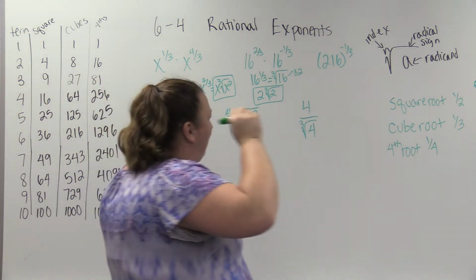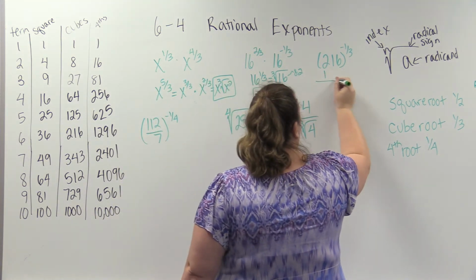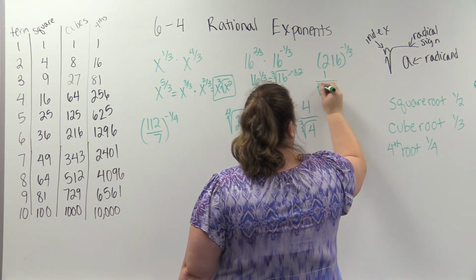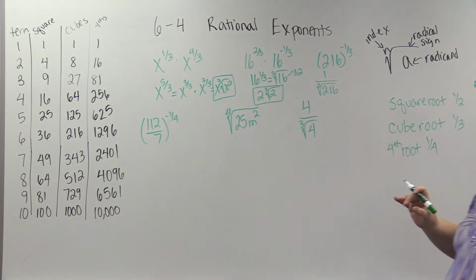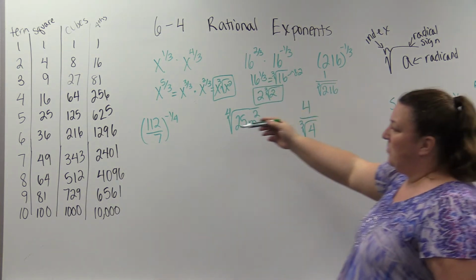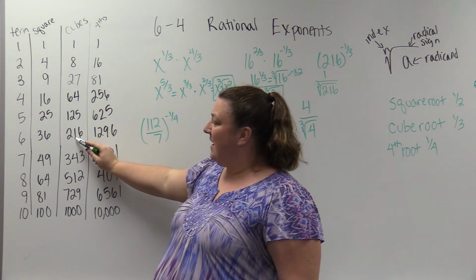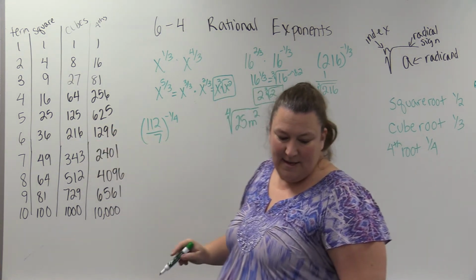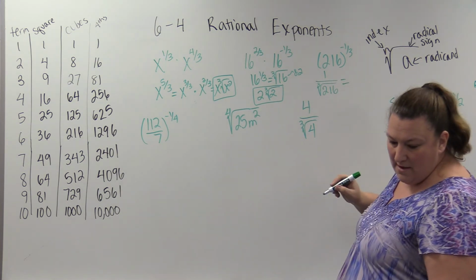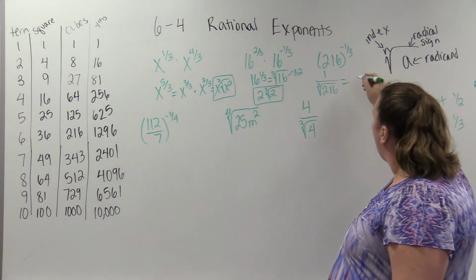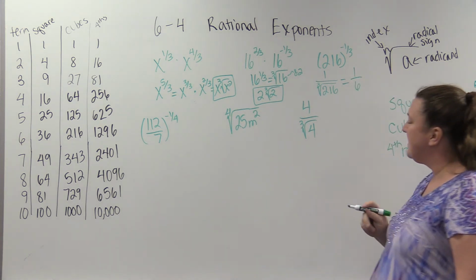Now I have a negative exponent, so this becomes 1 over the cube root of 216. Remember, when I have negative exponents, it flips, and the cube root of 216 right here is 6. So I am left with 1 over 6.